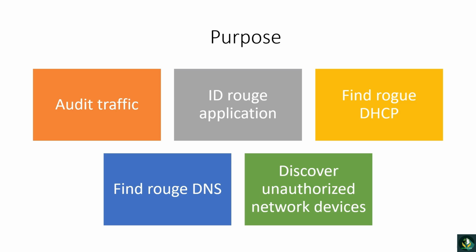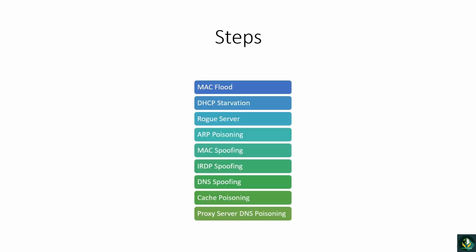So the steps that we should go through in pen testing and sniffing include MAC flooding as well as DHCP starvation. We will also attempt to set up a rogue server to see if I can trick people into using my machine instead of the company system. We will also attempt ARP poisoning as well as MAC spoofing, and then check to see if the routers are sharing too much info by doing an IRDP spoofing attack.